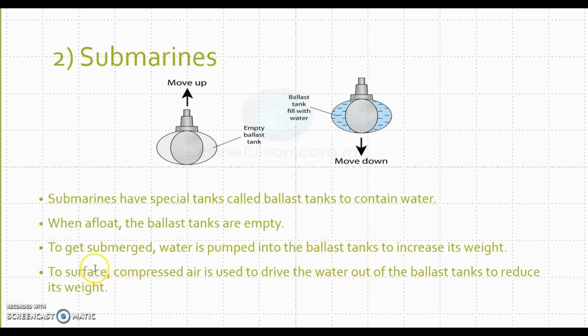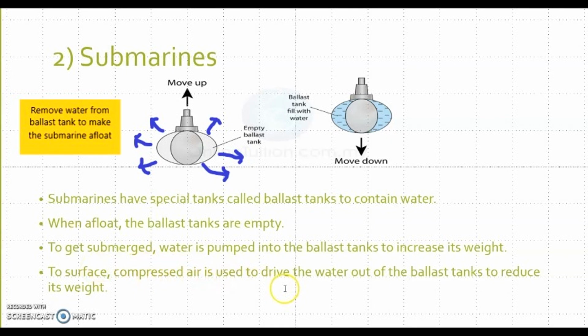In order to get the submarine back to the surface of the water, compressed air is used to push the water out of the ballast tanks to reduce its weight.